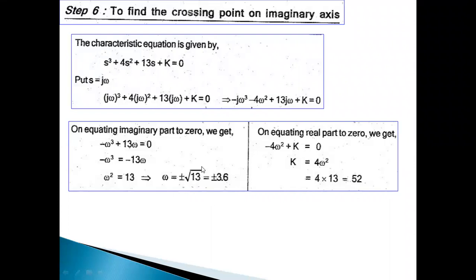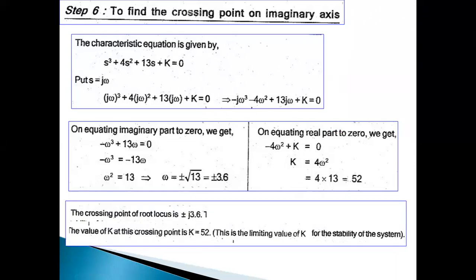So at this position, that means the root locus branch starting at this point crosses the imaginary axis at omega equal to 3.6, plus j 3.6 here, and here it is minus j 3.6. It crosses the imaginary axis. The crossing point of the root locus is plus or minus j 3.6. The value of k at the crossing point is 52.